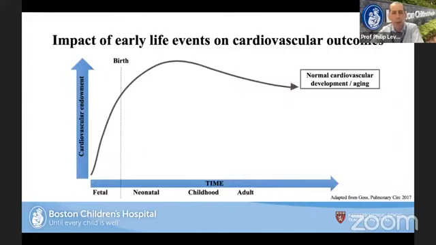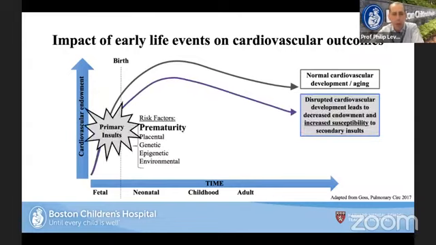So if we think about early events on cardiovascular outcomes, you can see on the y-axis, we have cardiovascular endowment. And over time, from the fetal stage to the adult stage, you have normal cardiovascular developmental aging. But there could be a primary insult. It could be genetic. It could be environmental. It could be placental. It could be epigenetic. It could even be prematurity.